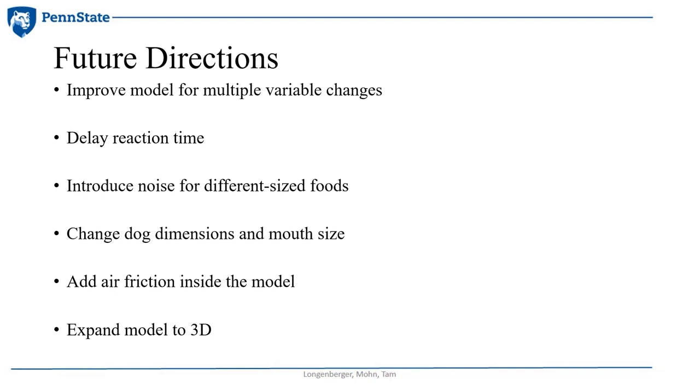Second, we would delay the dog's reaction time to see how bad his reaction time can be before he can't catch the food. Third, we would introduce some noise to consider how catchable an item is. In the YouTube video, there were some items that Fritz was almost able to catch, but ended up dropping because the food was an odd shape. Fourth, we would change the dog's dimensions and mouth size to reflect differences in different breeds of real-life dogs. We would then test, for example, how a smaller dog catches compared to a larger dog.